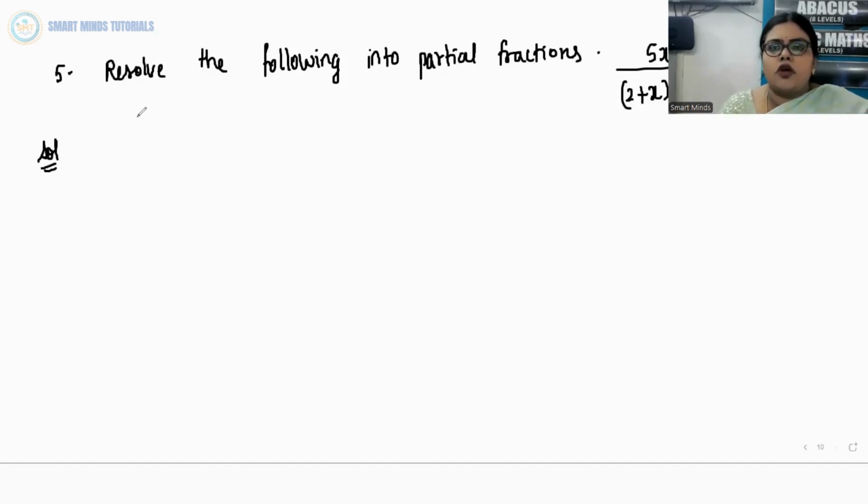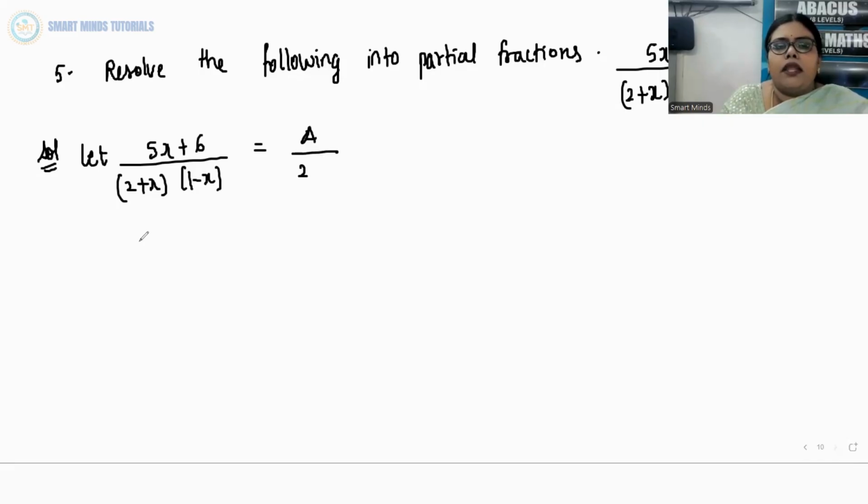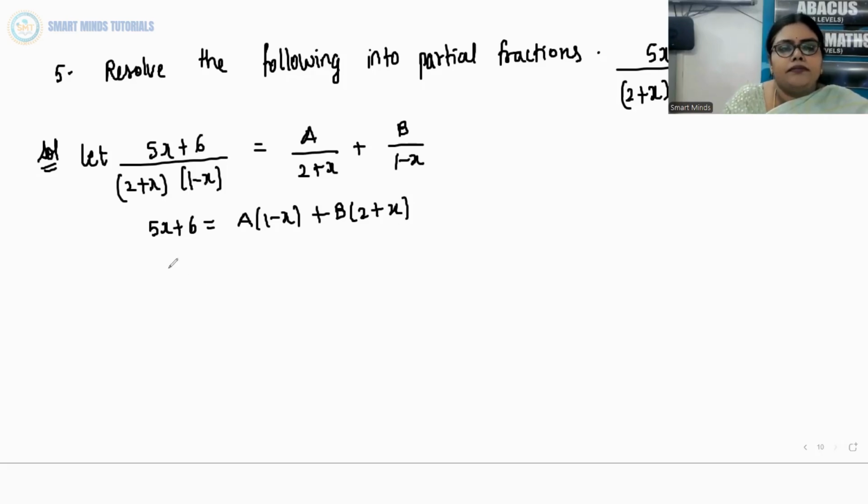Take the next question. Resolve (5x plus 6) by (2 plus x)(1 minus x) into partial fractions. As you can see, the denominators are both linear factors. So we can write this as A by (2 plus x) plus B by (1 minus x). Now you take LCM. So we will get 5x plus 6 equals A into (1 minus x) plus B into (2 plus x).